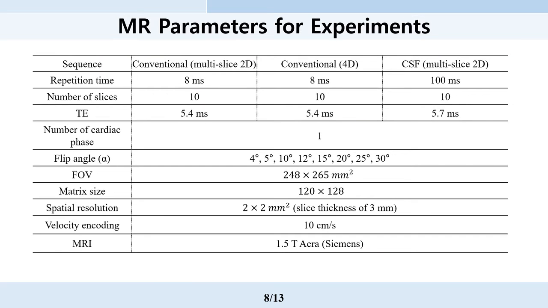The MR parameters for the in vitro tests are summarized in this table. For comparison, the conventional 2D and 4D flow MRI sequences are used. For 10 slices scanning, the repetition time of the CSF sequence is set to be 100 milliseconds, while the conventional sequence has a repetition time of 8 milliseconds. Also, several scans are performed by varying the flip angle to investigate the optimal flip angle with the highest signal intensity.